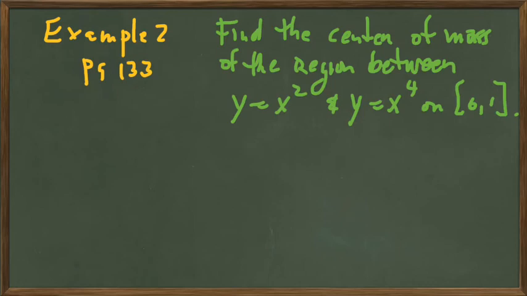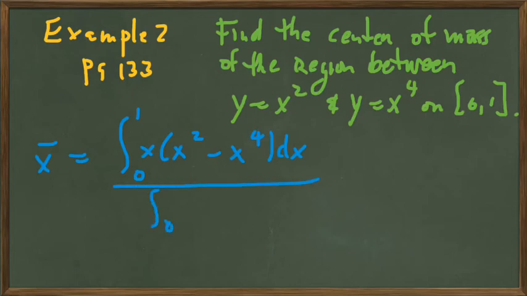So we're going to find the center of mass of the region between y equals x squared and y equals x to the fourth, on the interval 0 to 1. And so this is our f of x, this is our g of x, and the x bar setup would look like what? In the numerator for x bar, it's going to be the integral of x times f of x, which is x squared, minus g of x, which is x to the fourth, dx between 0 and 1, divided by the integral from 0 to 1 of top curve minus bottom curve dx.